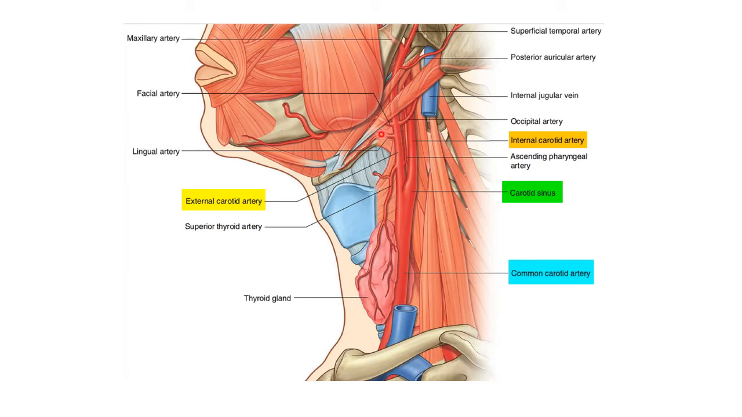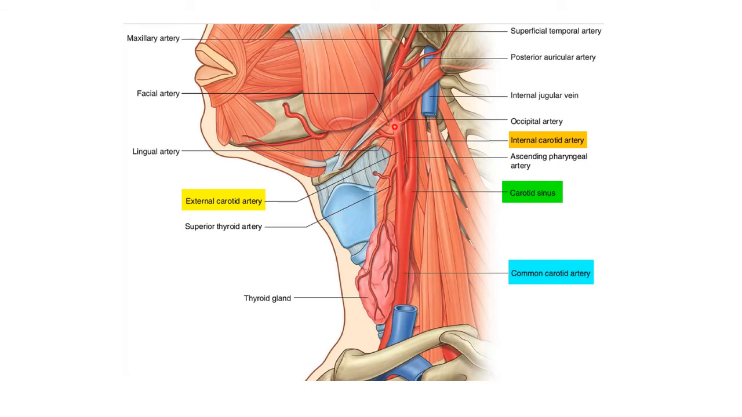The other branch is the lingual artery. This one, the lingual artery, arises from the external carotid artery opposite the tip of the greater cornu of the hyoid bone. It loops upward to enter the submandibular region. This loop is superficially crossed by the hypoglossal nerve.